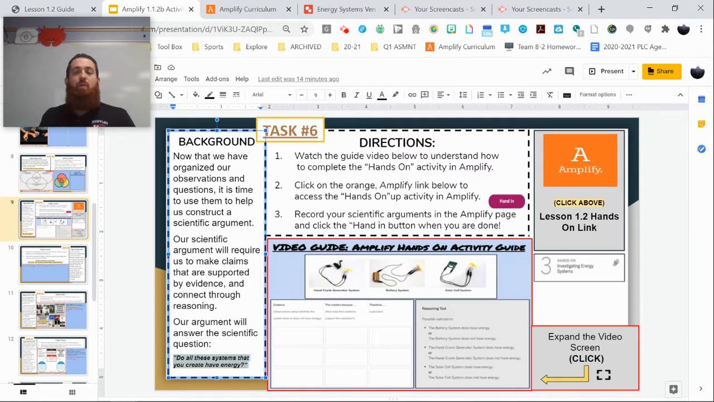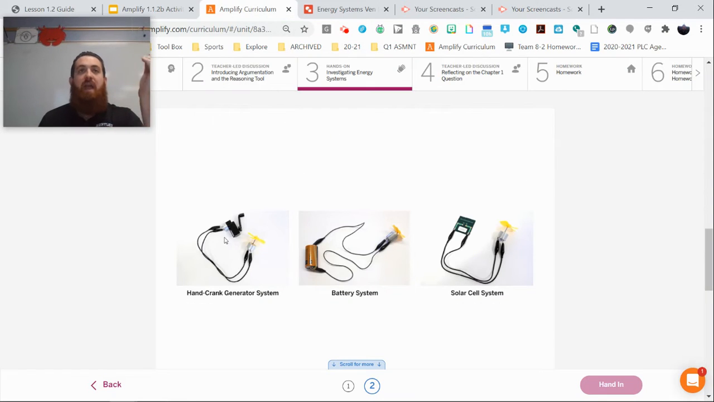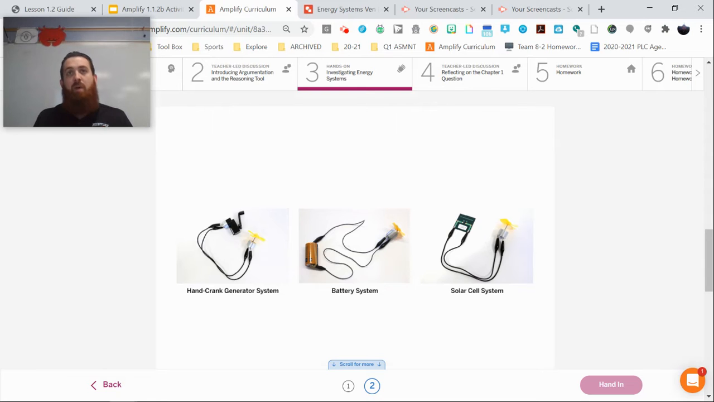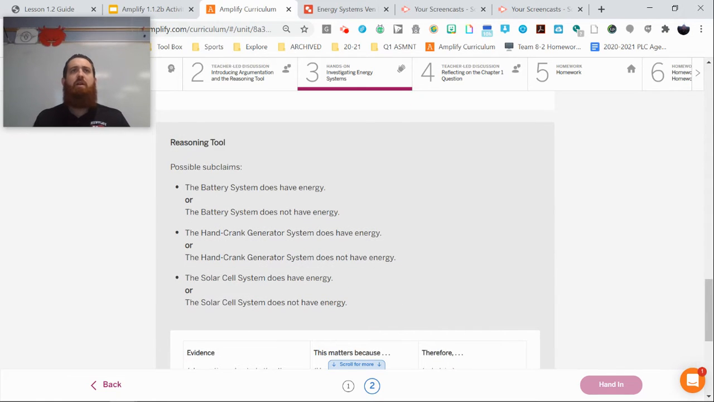Okay. And when we look at these subclaims, we're going to do that by using that hands-on activity in Amplify. So at this point, we're going to click on the link. And then after clicking on the link, we're going to be recording our scientific arguments in the page, and then we're going to hand in our final work. Okay. So when you click on the Amplify link, it's going to take you here, and it's going to say, hey, look, here are 3 systems, if you remember. And in order, again, to decide if they all have energy or not, we're going to break that big question and that big set of claims into smaller ones. So let's take a look at our subclaims.